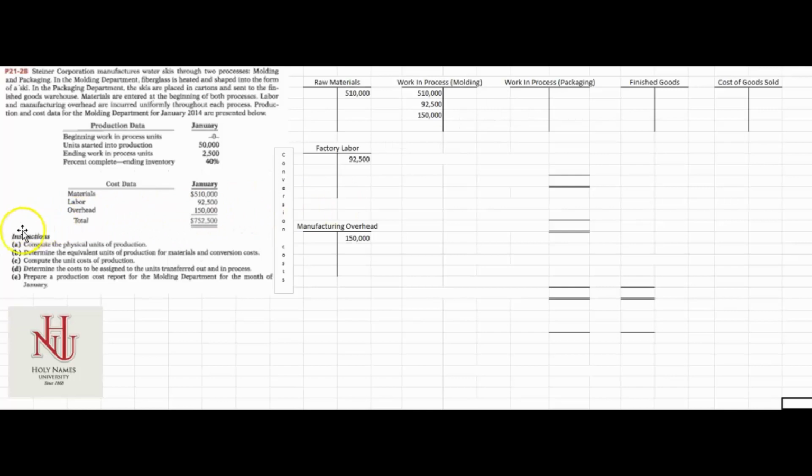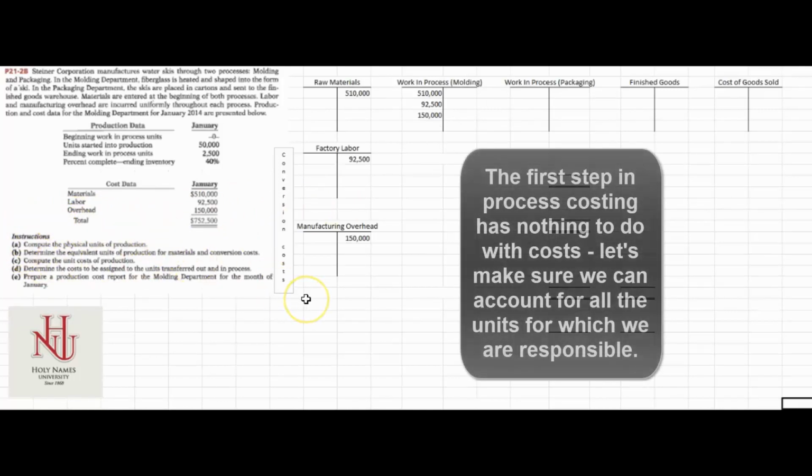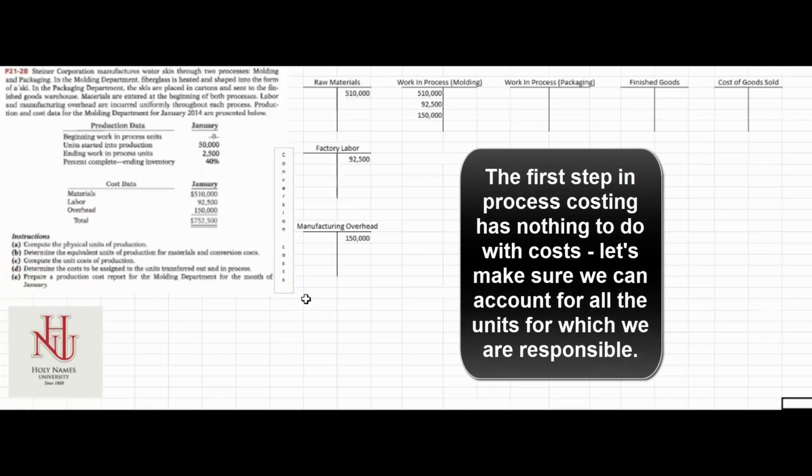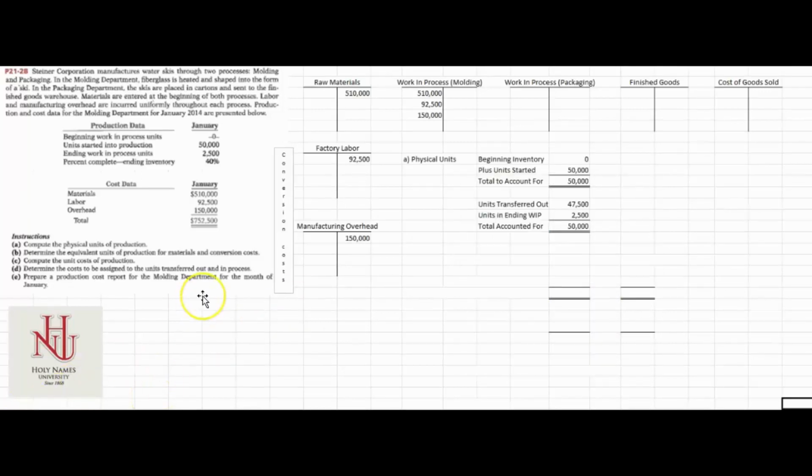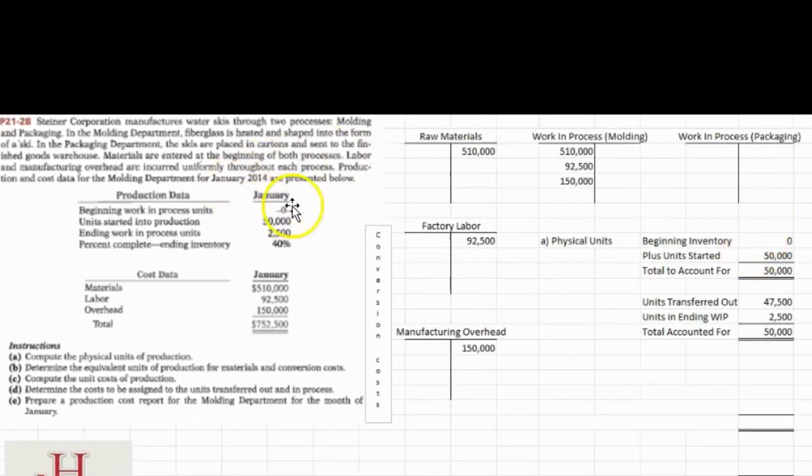The first thing it asks us to do is to compute the physical units of production. So before we even talk about dollars, we've got to get our brains around how many units were in beginning inventory, how many got added, and how many moved on. So you just have to use a little common sense. In this example, there were 0 units in beginning inventory. They gave us 50,000 new units to work on, and that means we have 50,000 units to account for. It tells us that we have 2,500 units left, so that means we must have moved on 47,500 to account for the total 50,000 units.